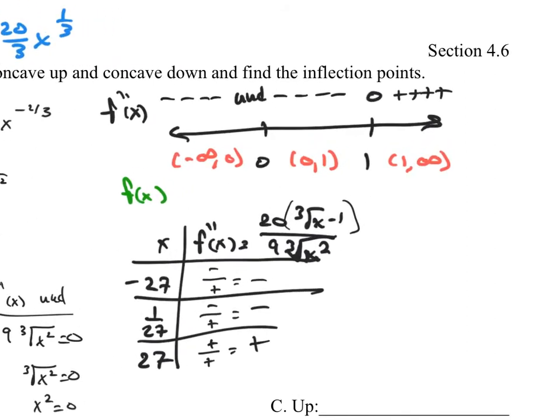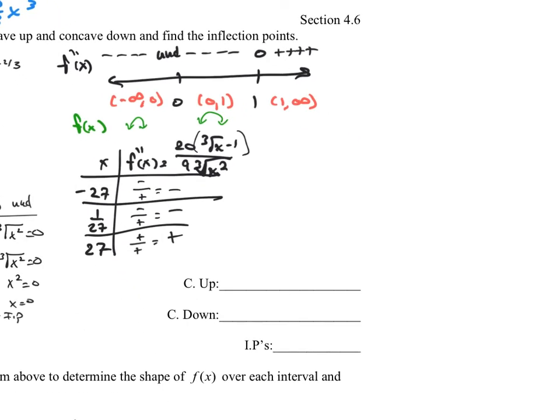So on that entire interval, it must be positive. Wherever my second derivative was negative, my original function has to be concave down. So it's concave down on the intervals negative infinity to 0 and also 0 to 1. Concave up is any time my second derivative was positive. That would be on the interval from 1 to infinity. So that's where my function is concave up.